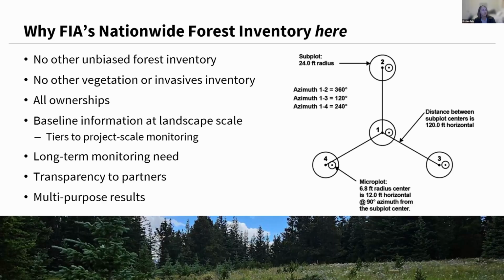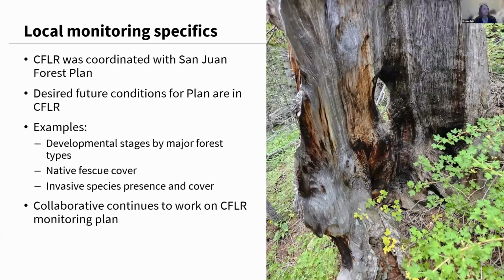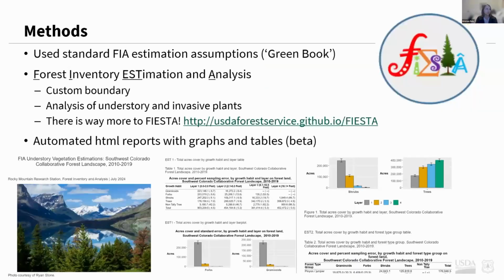All ownerships are represented, and it's good for providing baseline information at the landscape scale. It's also good for a long-term monitoring need. We don't need to show results immediately, and that works with our long cycle. So like I said, the CFLR has desired conditions that are similar to the forest plan. And so we were able to both monitor for the plan, or start to work on monitoring for the plan, and the CFLR at the same time. And the collaboration of the CFLR continues to work up what it needs for monitoring, but we knew we had that place to start from.